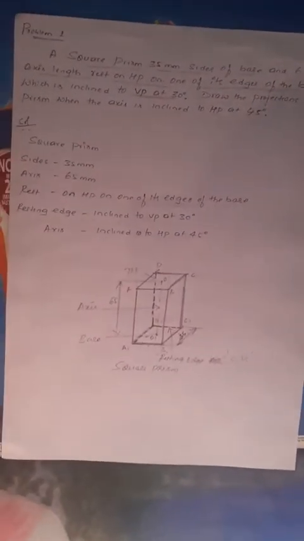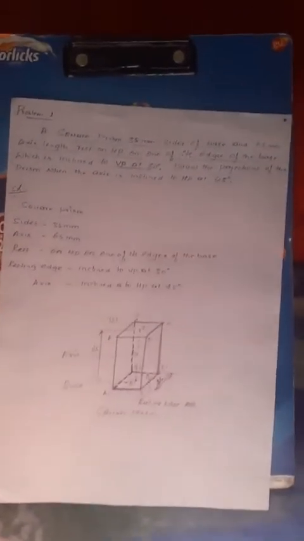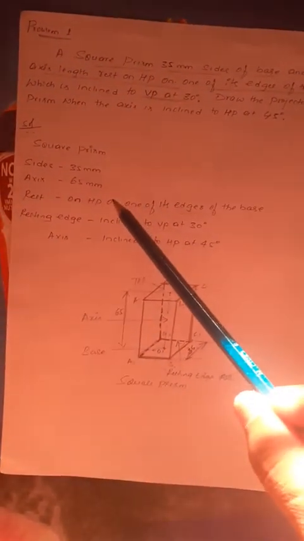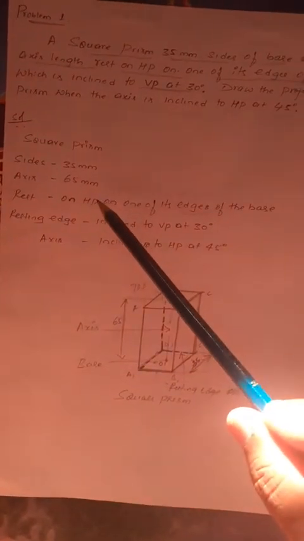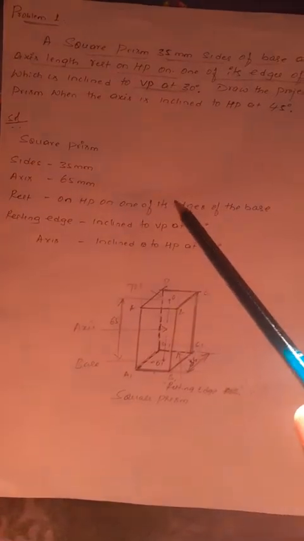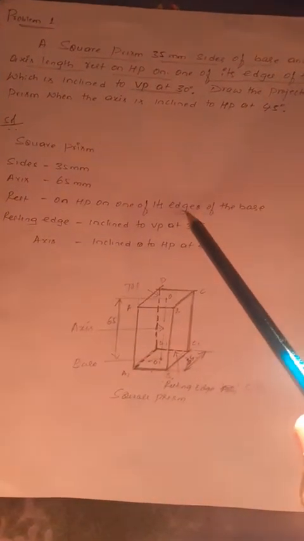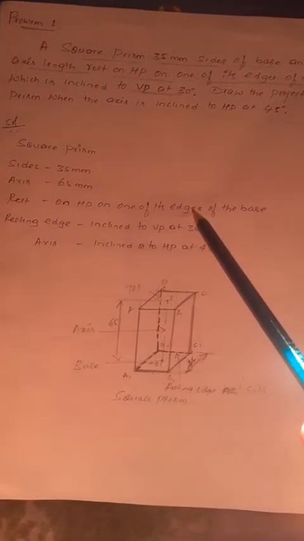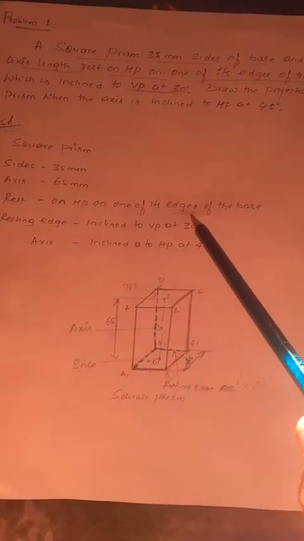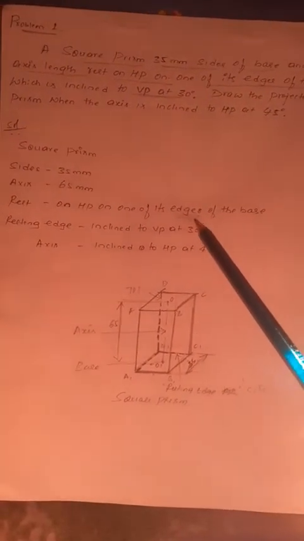Now how do you solve this problem? We always start with the resting condition. Rest on HP: we have to draw that solid on HP with one of the edges of the base resting. Always take that edge as the right side of the solid, right?